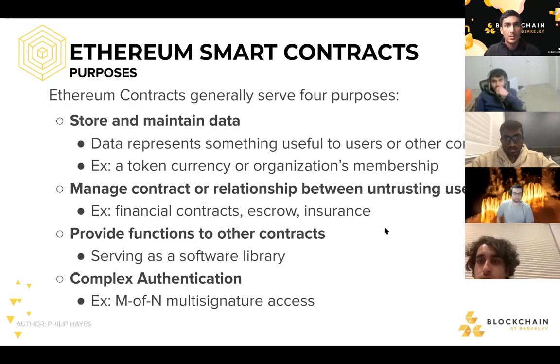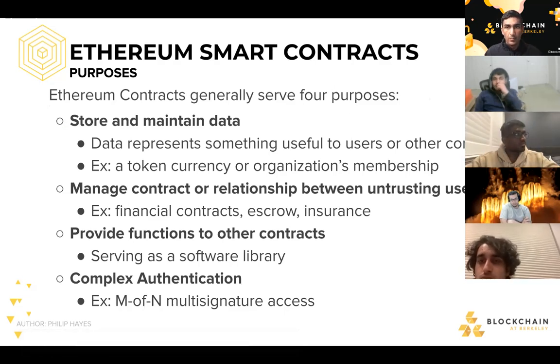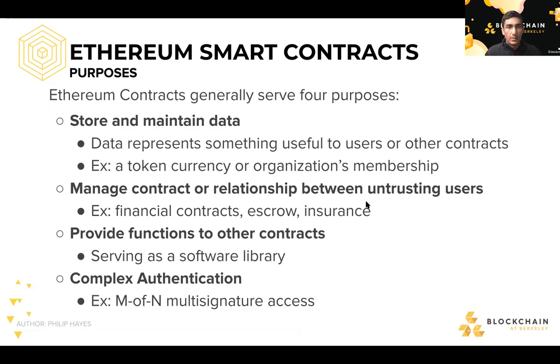Ethereum contracts serve four purposes. One is that they store and maintain data that is useful to users or other contracts. An example of this is a token or an organization membership, like you're only a part of BAB if your name is on this public contract. Another is that you manage a contract relationship between untrusting users. So financial contracts, escrow, that betting program that I just mentioned.